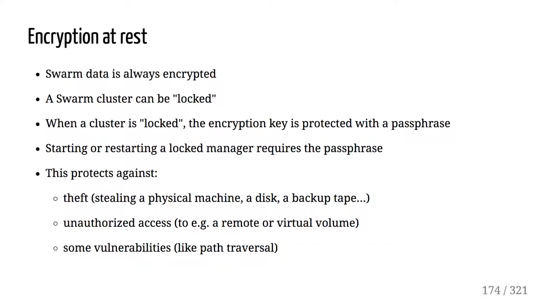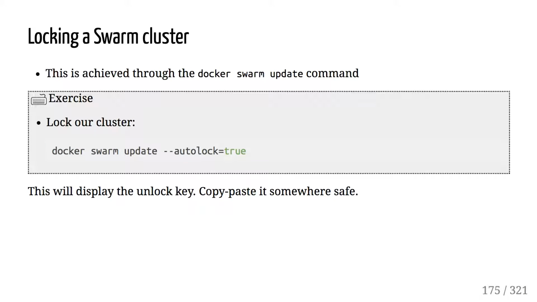Locking a cluster is a super simple operation, as you will see. When you lock the cluster, the data is still encrypted, but now the key is not written on disk anymore. And you can lock either like this, docker swarm update --autolock, or when you do docker swarm init, you can also use --autolock=true. So you can create the cluster directly in locked state.